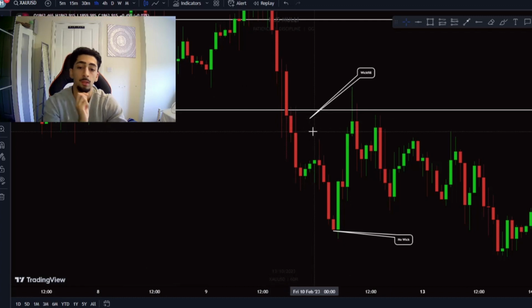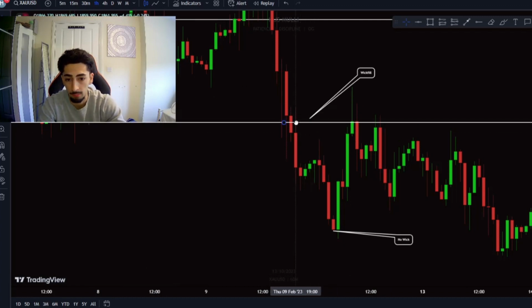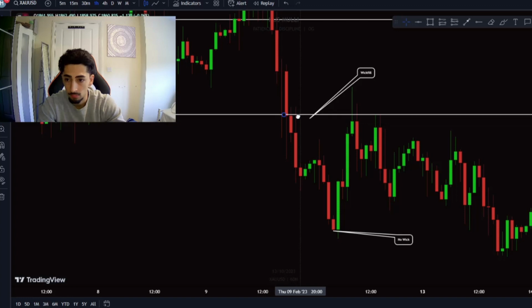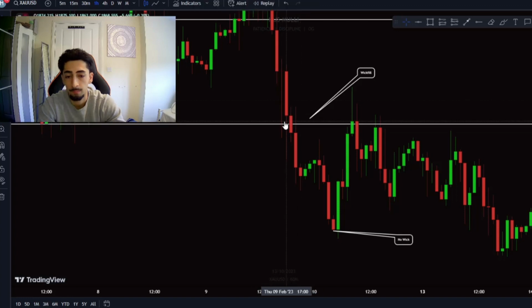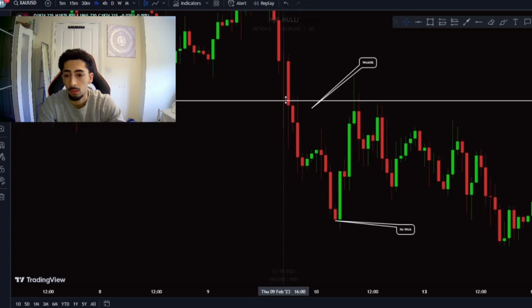Then even this candle actually, so there, let me put it there.